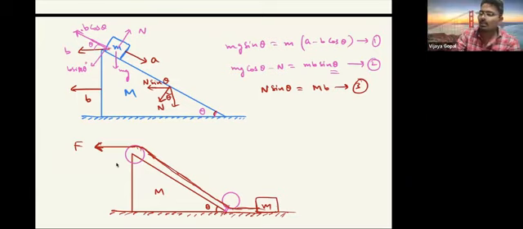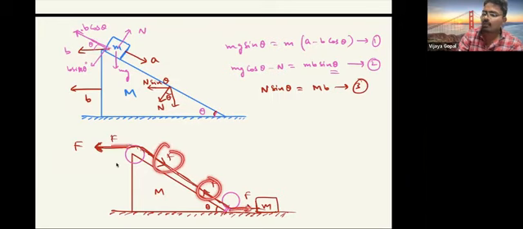Sir, why is it 0? See here. If you draw the free body diagram of the wedge, here F will be there, here on the right side F will be there, here F will be there, here F will be there. These are the free body diagrams, no? And see, this F and this F will get cancelled. This right side F and left side F will get cancelled. Here there is no constraint. This wedge will not move because the net force acting on the wedge will be 0.